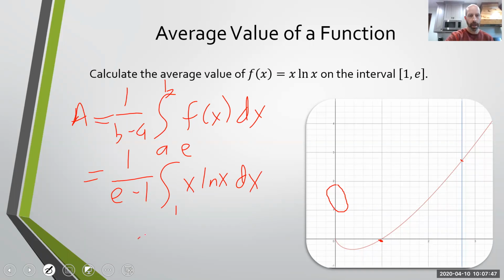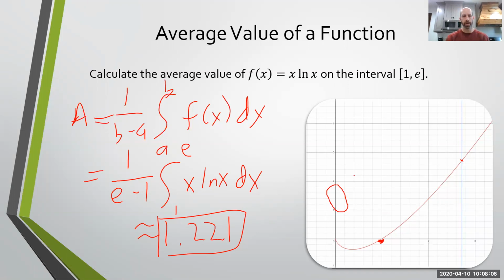I went ahead and used my calculator just to speed this particular example up, and it turns out to be 1.221. So the lowest value of the function on that interval was 0. The highest value here looks like it's 2 point whatever. The average value of that function is 1.221. So there's our first example.